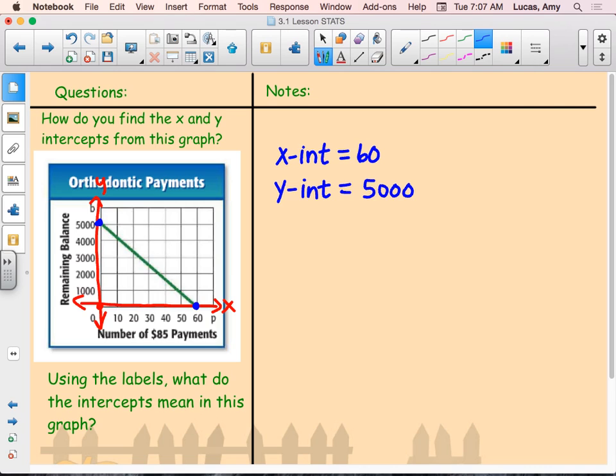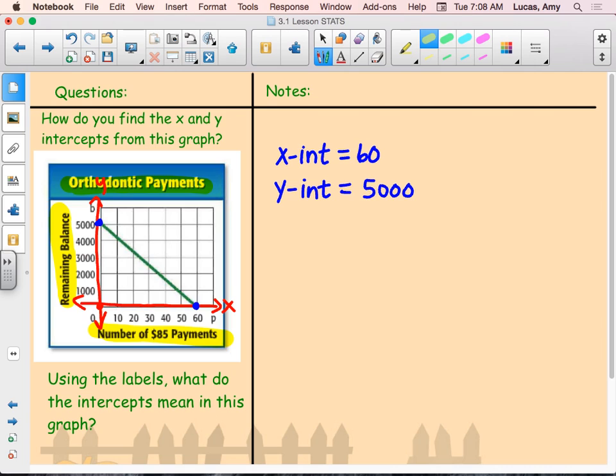Okay, and then it says using the labels, what do the intercepts mean in this graph? Well, using the labels, so now I need to be looking at the axis labels. So we've got remaining balance and number of $85 payments. I also need the title, orthodontic payments, to help me make sense of the situation. So this y-intercept of 5,000, if that's the remaining balance, and that's after 0 payments, because I see that it's the intercept. So that means orthodontic payments, remaining balance 5,000.